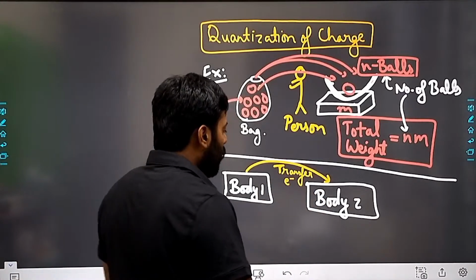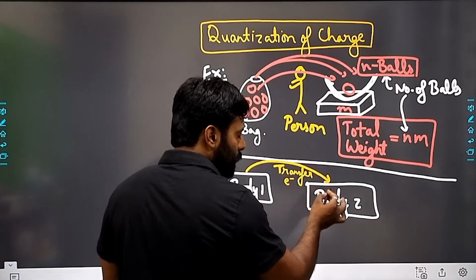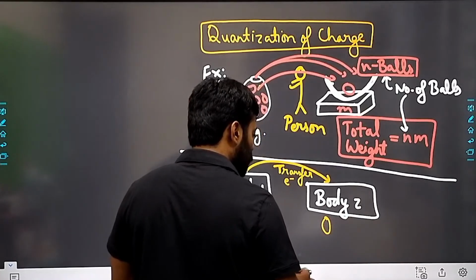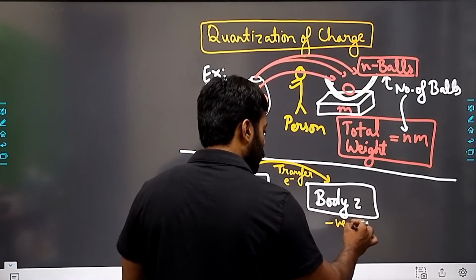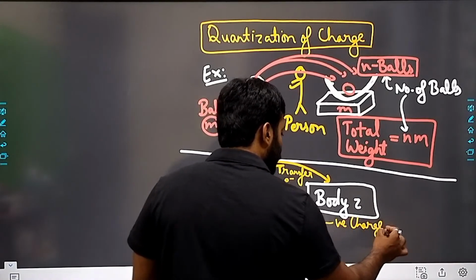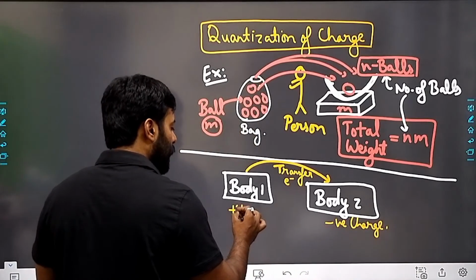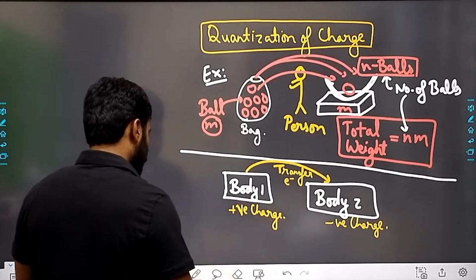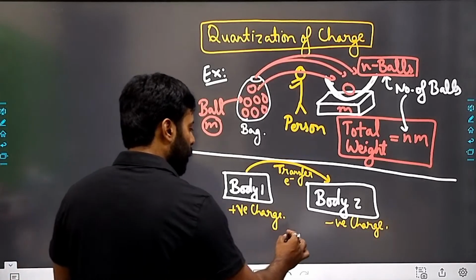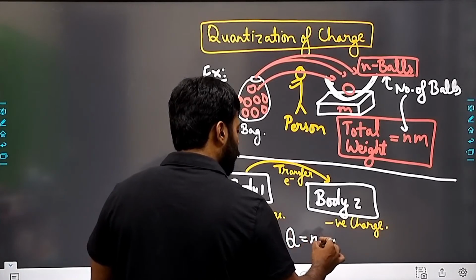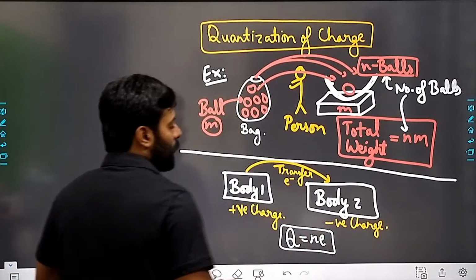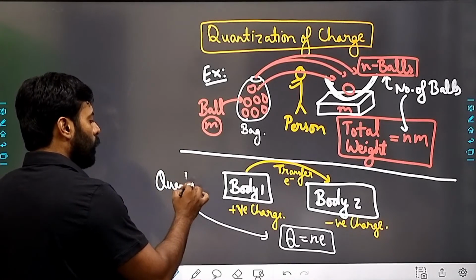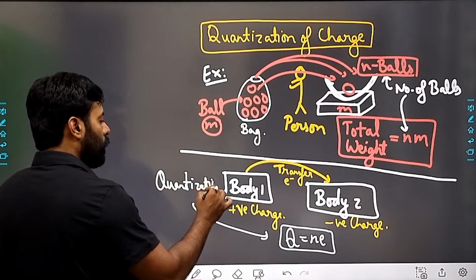So I can say that if this body is gaining some electrons, then this body will be negatively charged, and if this body is losing electrons, then this body will have positive charge. The total charge will be Q equals Ne, where N is the number of charges. So this is the quantization of charge that we have.